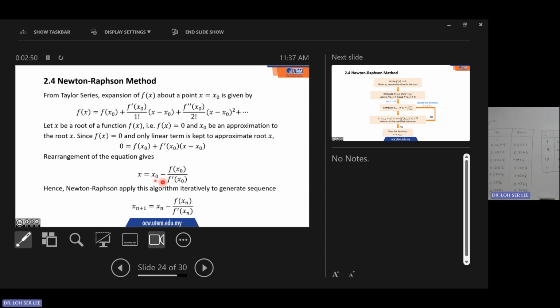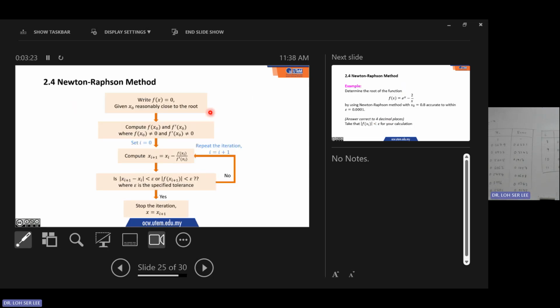Hence, we will use this as the Newton-Raphson algorithm, by replacing this naught by n. The naught, we change it into n, and this is x_(n+1). That means this is the new x, the next x. This is the next x, and this is the previous x. We will use this algorithm to construct the solution.